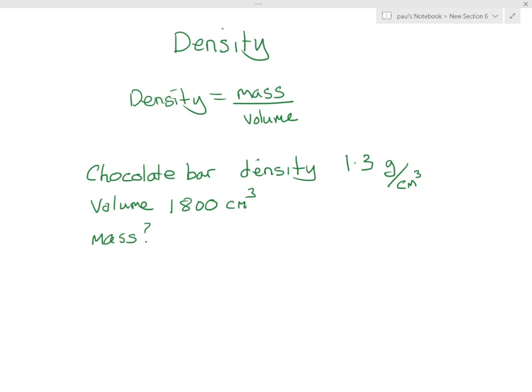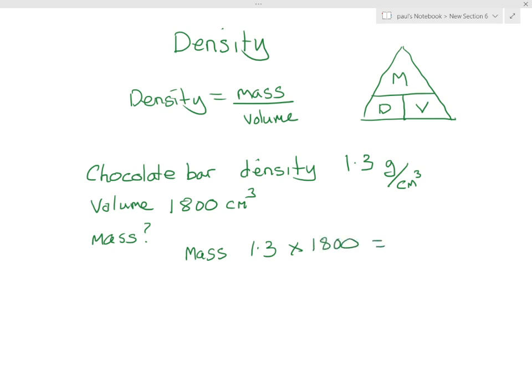Right, okay, so the mass there is the kilograms. So let's make a little triangle out of this and see whether we can work out what to do. The density is the mass divided by the volume. Right, so we want to work out the mass. So the mass is the density times the volume. So the mass is the density, which is 1.3, times the volume, which is 1800. So 1.3 times 1800 is 2340.